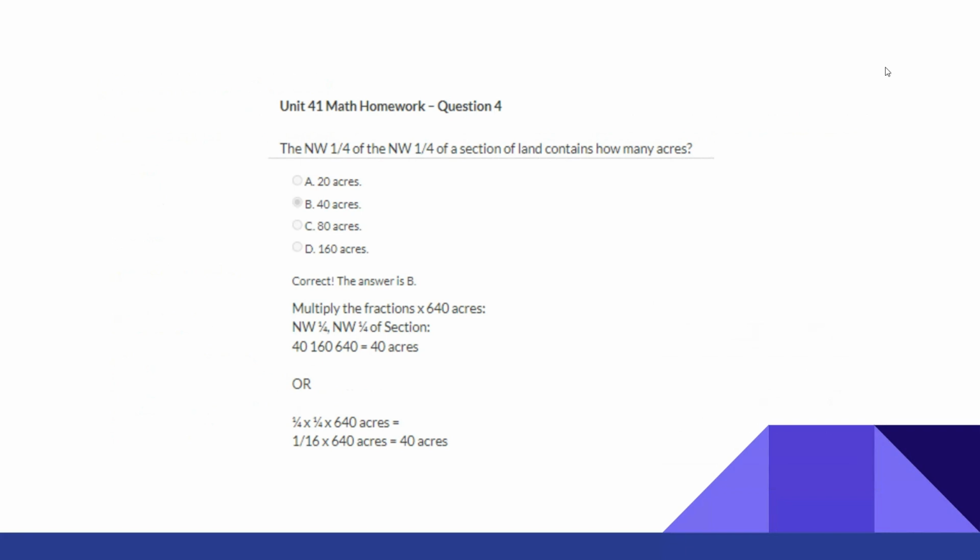Question 4. The northwest 1/4 of the northwest 1/4 of a section of land contains how many acres? Correct answer is B, 40 acres.